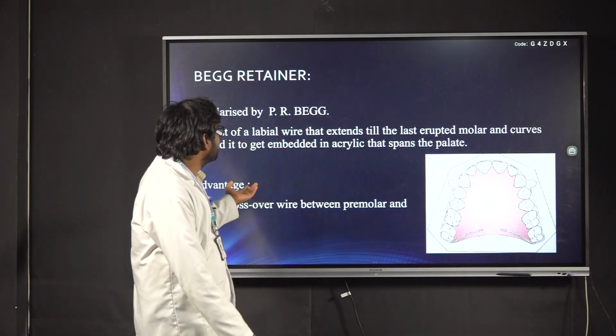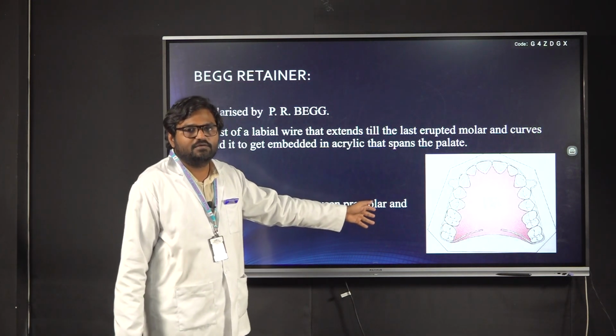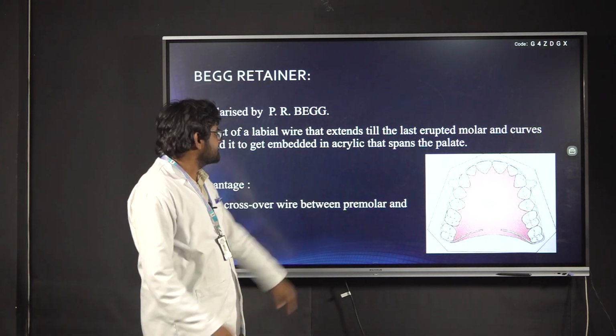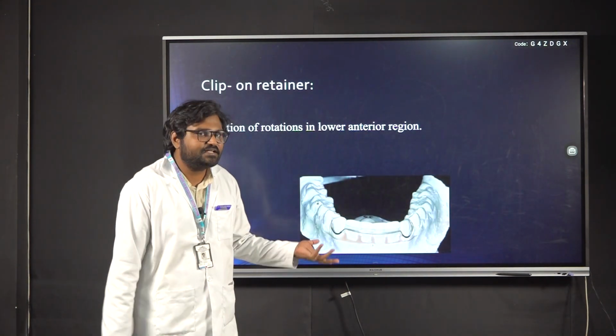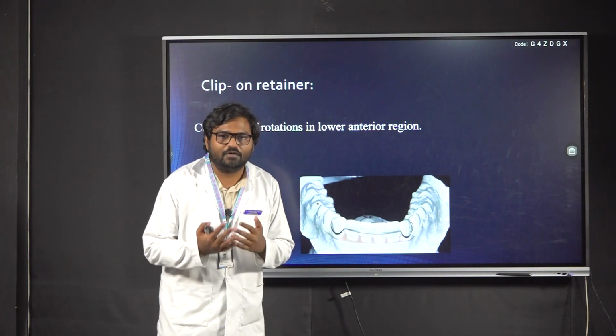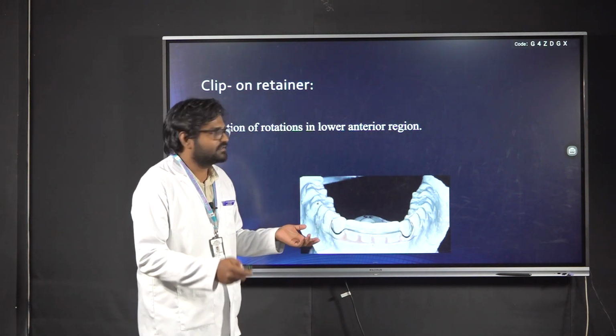It was given by P.R. Begg, Percival Raymond Begg. Most commonly used in cases where you extract the first premolar, so bimax cases. And next, your clip-on retainer or an active spring retainer, usually used if some amount of crowding is happening, you can use this retainer to decrowd after treatment.